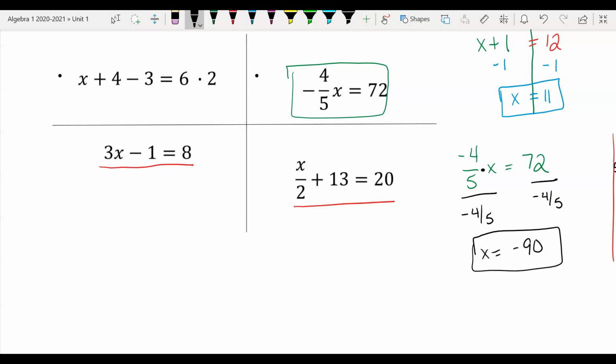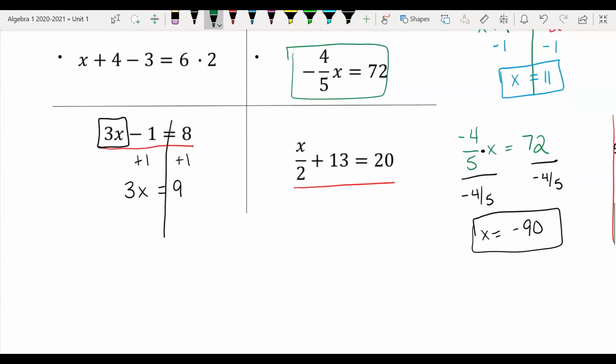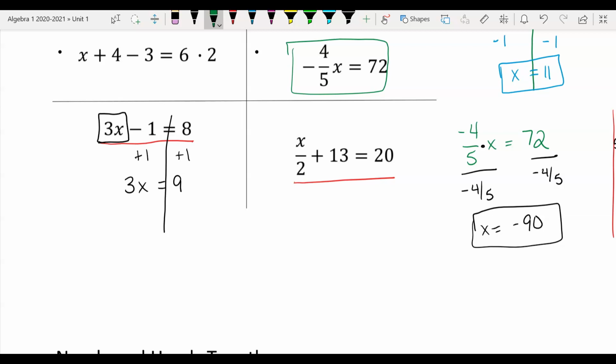So the first one, I'm going to write out 3x minus 1 equals 8. Draw my line where my equal sign is. The first thing I want to do is try and get this 3x by itself. So I'm going to add 1. So I get 3x equals 9. Then I'm still trying to get the x by itself. If it's right next to the x, that means multiplication, so I'm going to divide now. So I get x equals 3.